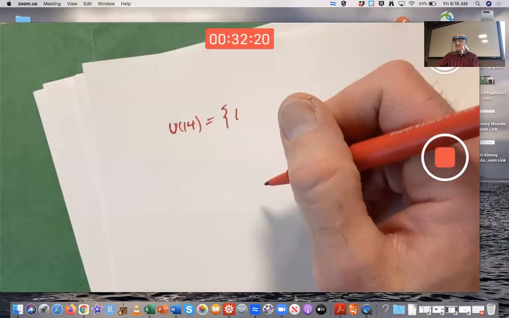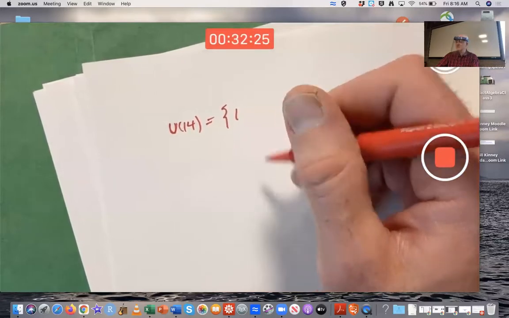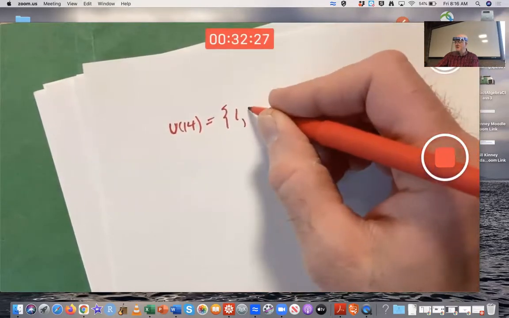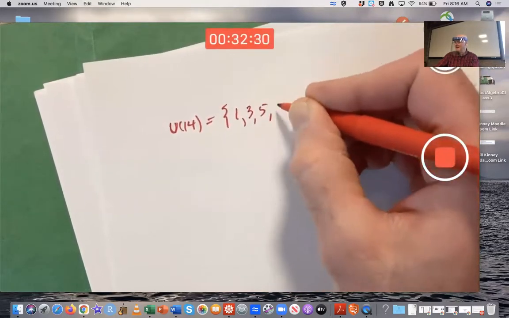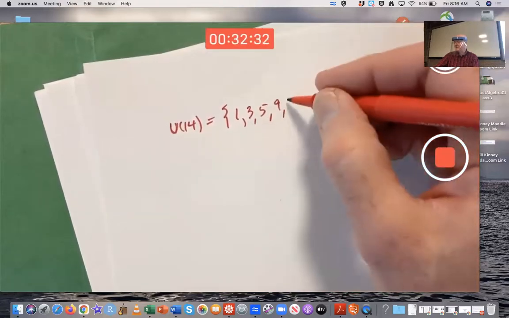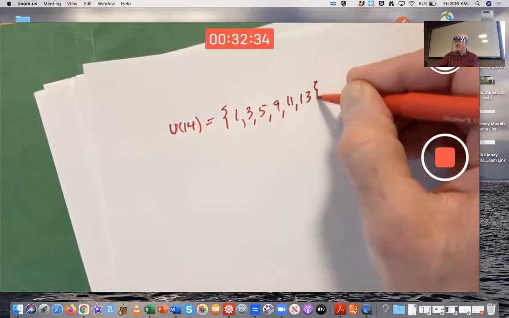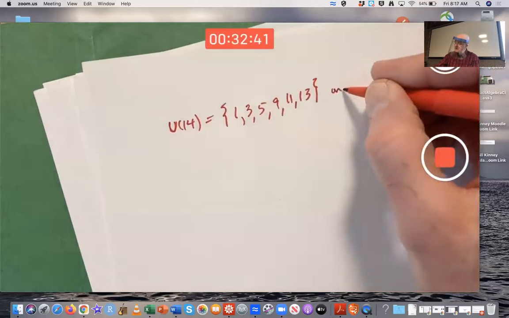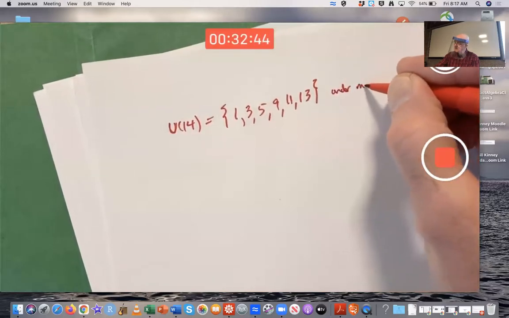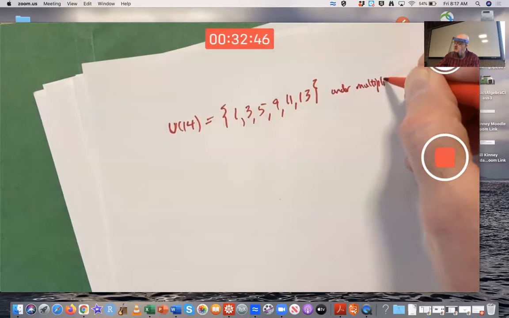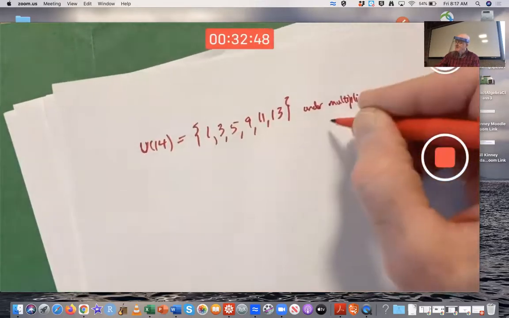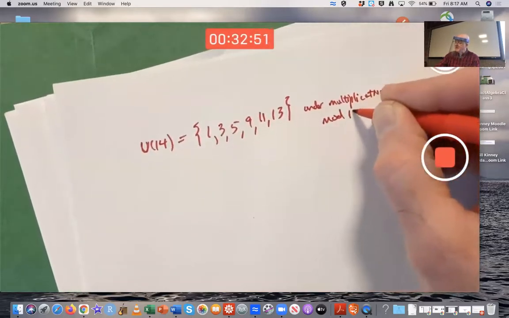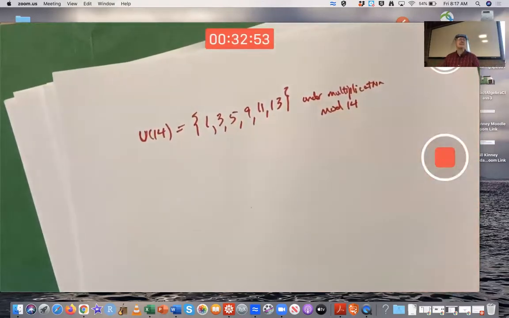So anything that's not even and also not a multiple of 7 will be in this case. So 1, 3, 5, 9, skip over 7, 11, 13. That's a 6-element group. Again, the operation is multiplication mod 14. The 14 is like the n.